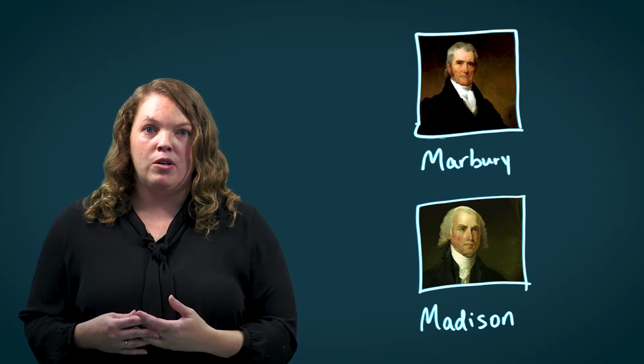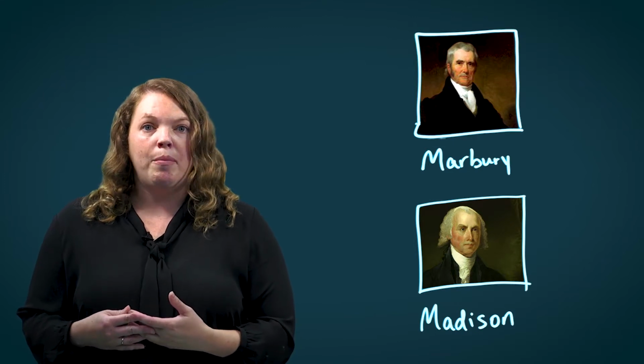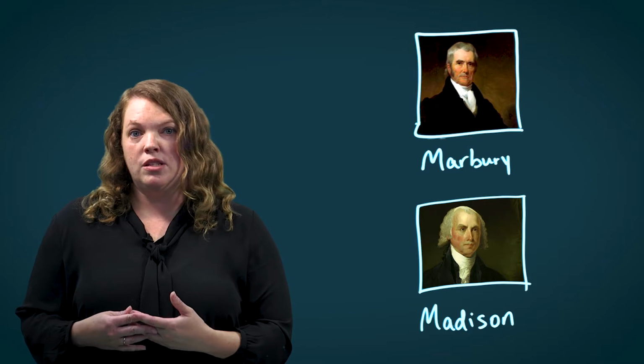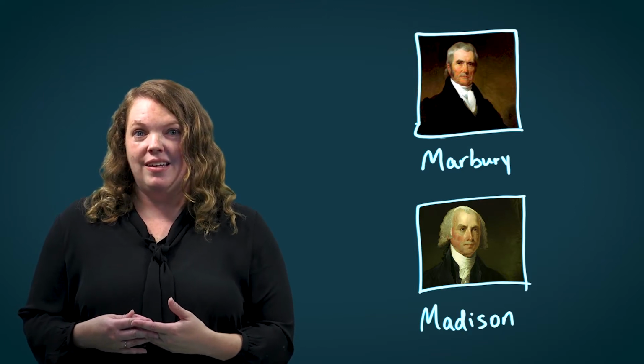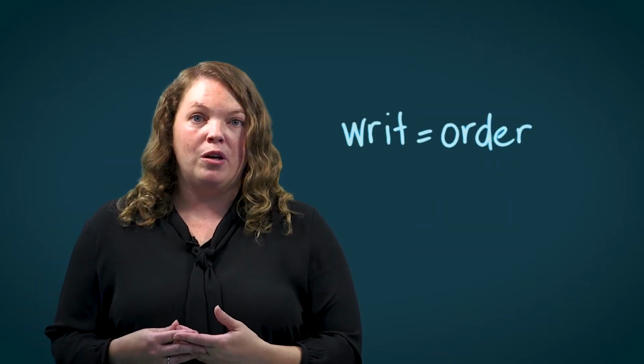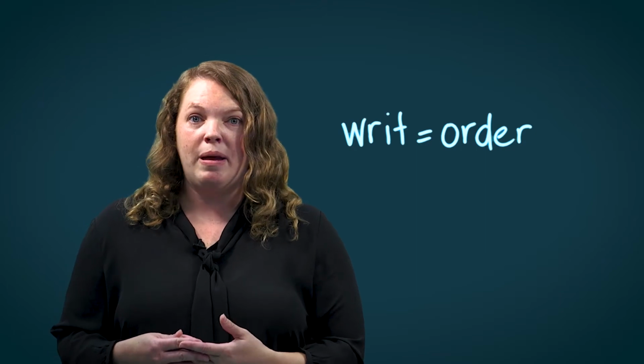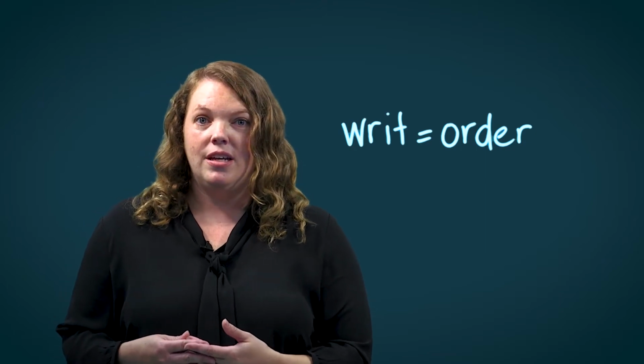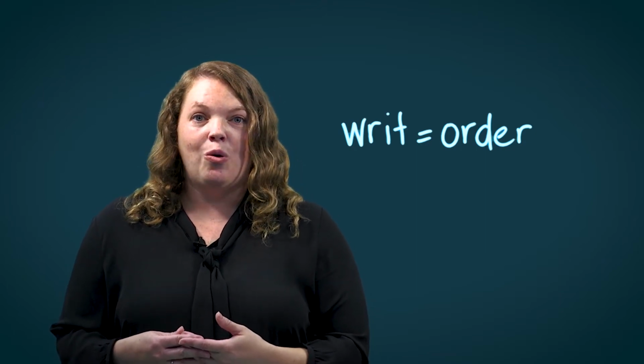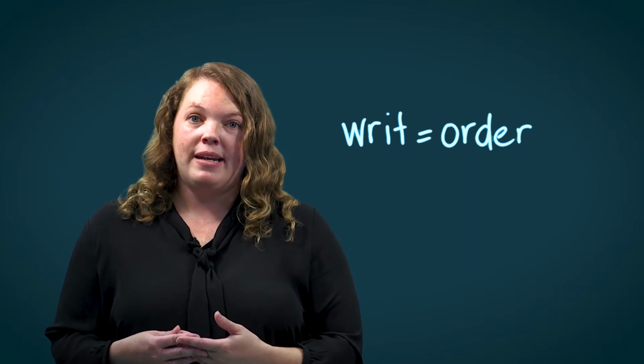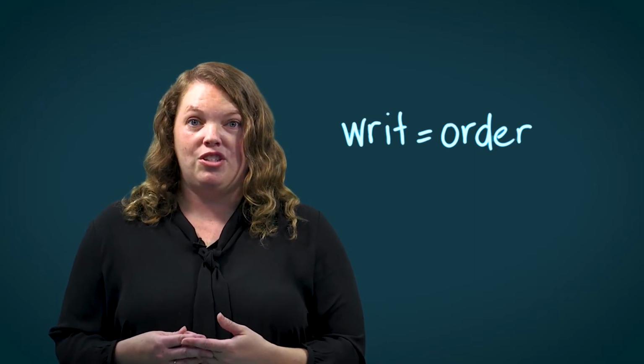It was the battle over a delivery of a job. Marbury couldn't work as Justice of the Peace until his commission was delivered by Madison. Marbury petitioned the court for a writ of mandamus, which is an order compelling Madison to deliver his commission. So those are the facts. The court had to decide whether it could order Madison to deliver the papers for Marbury's job.